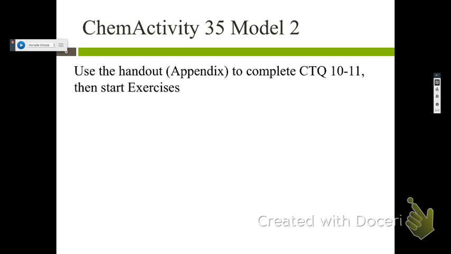All right, so go ahead and let's start working on activity 35 again, model 2. Critical thinking questions 10 and 11. If you finish those, start working on the exercises. I don't have any more copies, so if you forgot yours today, you'll have to share with someone else. So please move next to someone that has one if you do not have yours.